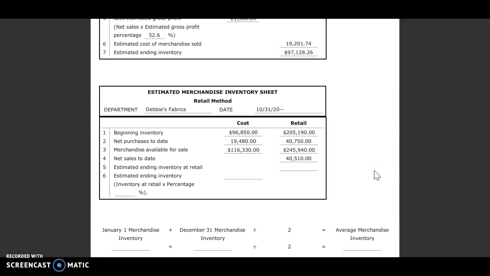Our estimating ending inventory at retail is going to be our next one. We're just going to simply subtract those two numbers. So we should get 205,430. And then here, our estimating ending inventory for cost. Here we're going to first put in that percentage. So that percentage is not going to be the same as up above. So it's not that gross profit percentage that they give us. What we need to do for this percentage is take our cost beginning inventory divided by our retail beginning inventory.